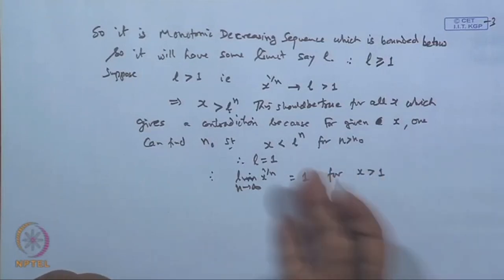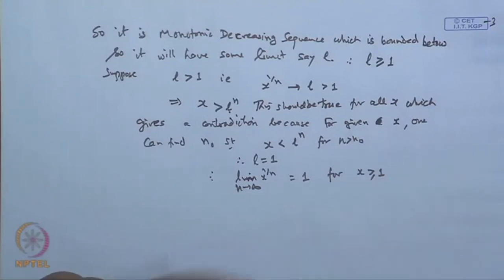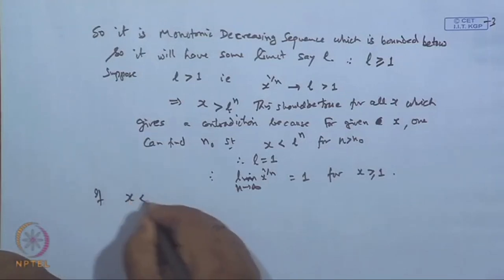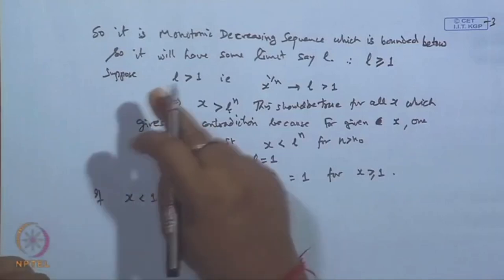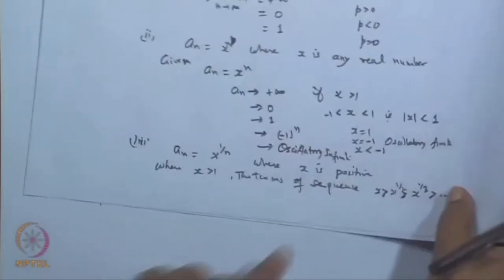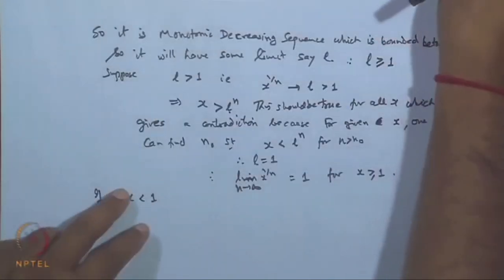Okay. And for x equal to 1 it is already true. For x equal to 1 also it is true. So now, if x is strictly less than 1, is it not? Then x, we are choosing positive. Remember, x is positive, so we cannot choose the minus or something. x is positive, greater than 0.